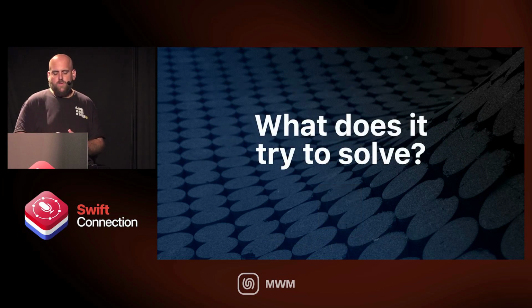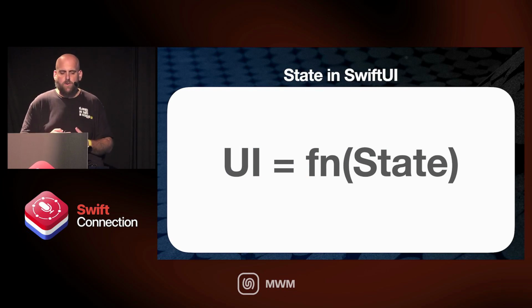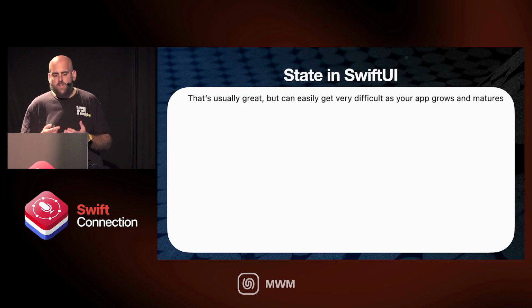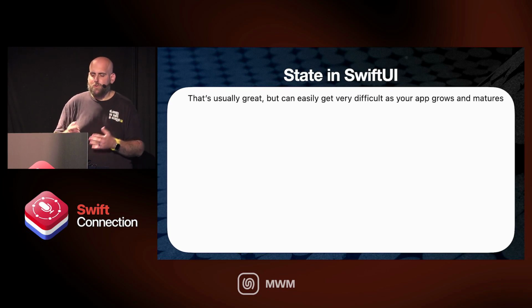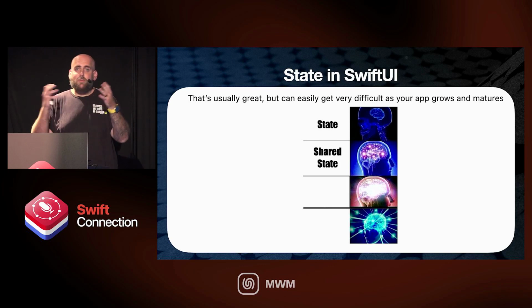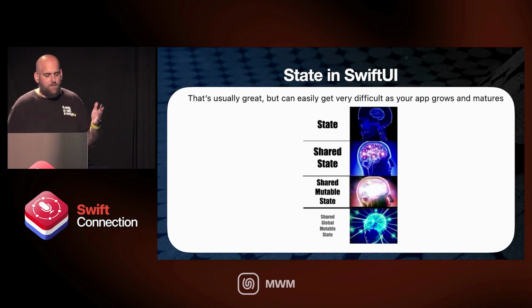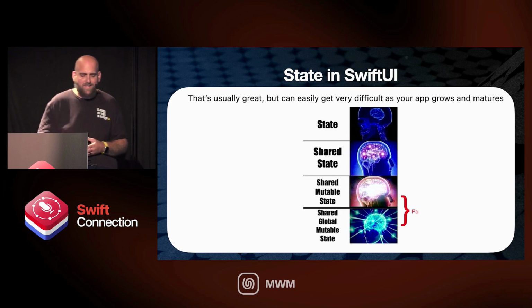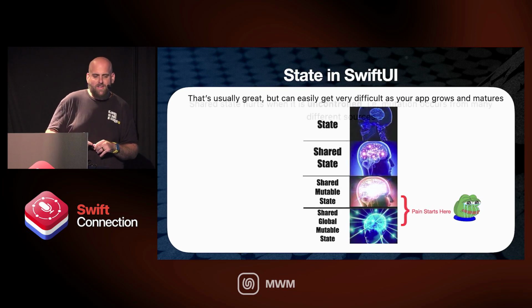What does it really try to solve, though? As you might know from SwiftUI, our UI is always a function of our state. This is really, really useful and great, but it can get quite difficult as your app grows and matures over time. We usually start off with some simple state, it becomes some shared state, then it becomes some shared mutable state, and the most painful is shared global mutable state. Those last ones are where things get very, very painful.